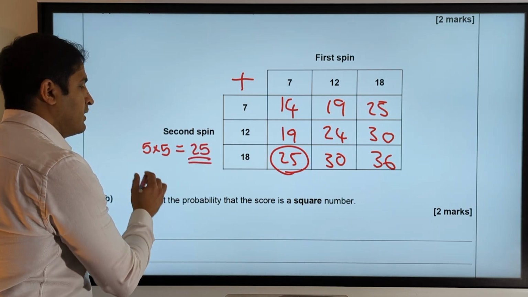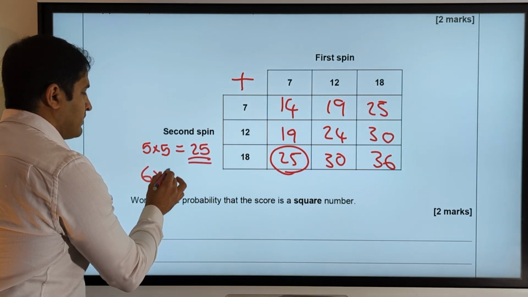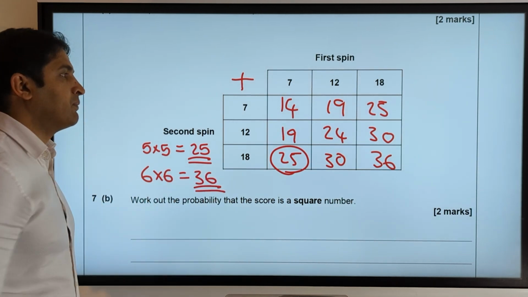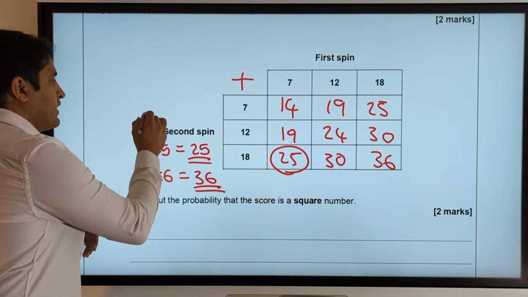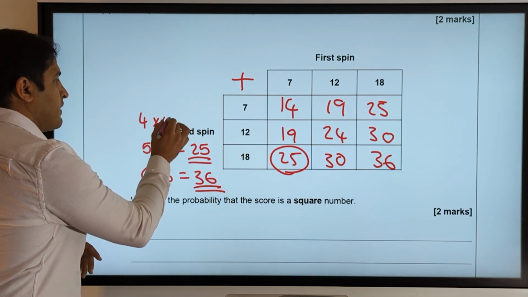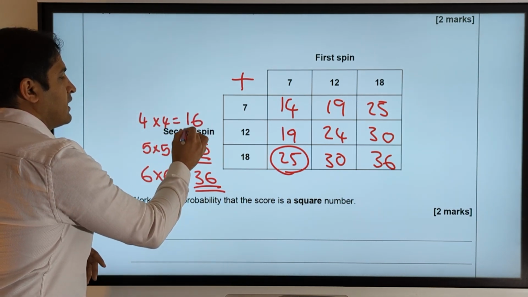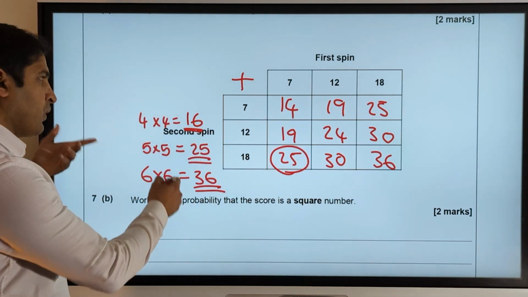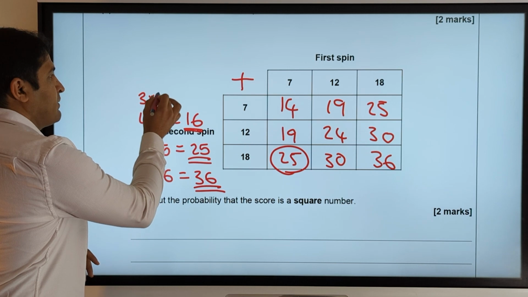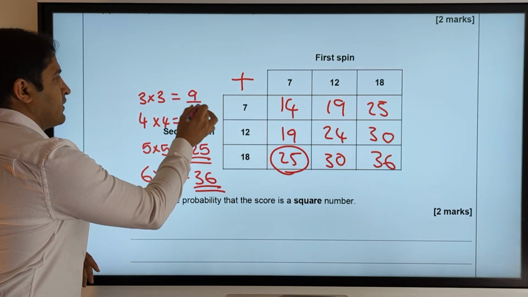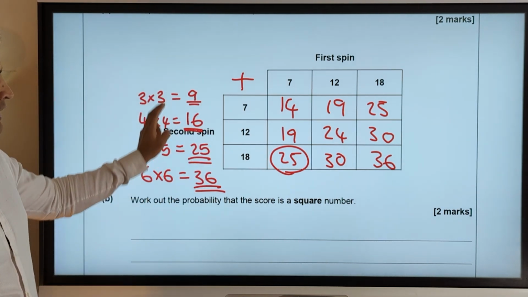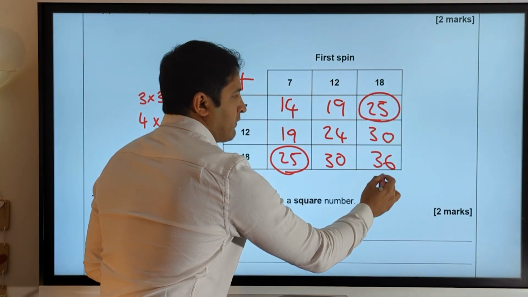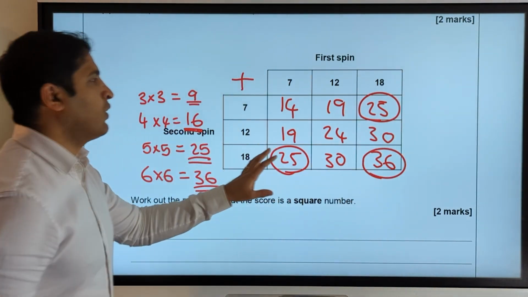So that's the square number. Then we have 6 times 6. That gives you 36. So 36 is a square number. And the one before that, just quickly, let's look at it. 4 times 4, that gives you 16. So 16 is a square number. We don't have 16. And the one before that is 3 times 3, which is 9. So 9 is a square number. So these are the ones that we need to look for. So we got 25, 25, and 36. There's no other square number.